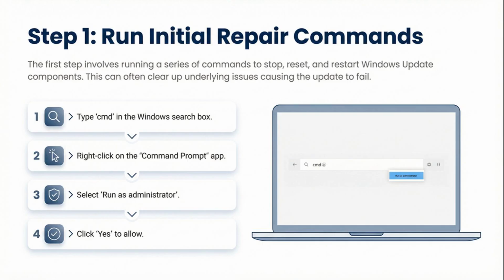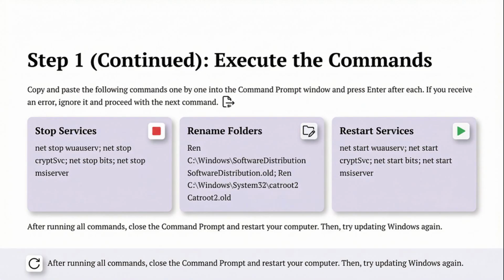Our first step involves running a series of commands to stop, reset, and restart Windows Update components. This can often clear up underlying issues causing the update to fail. Copy and paste the provided commands into the command prompt, execute them, and restart your computer. This process helps in resetting services and folders crucial for updates.